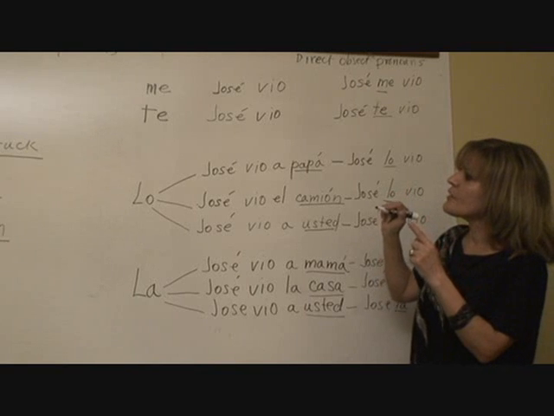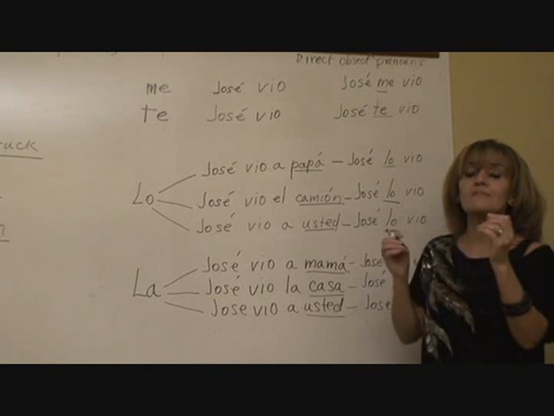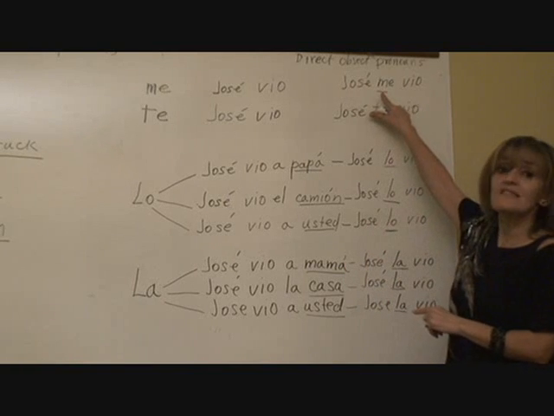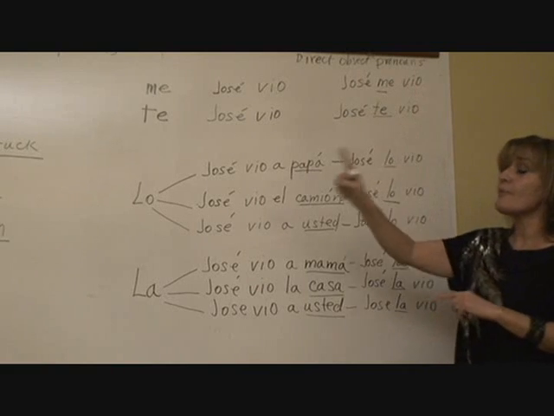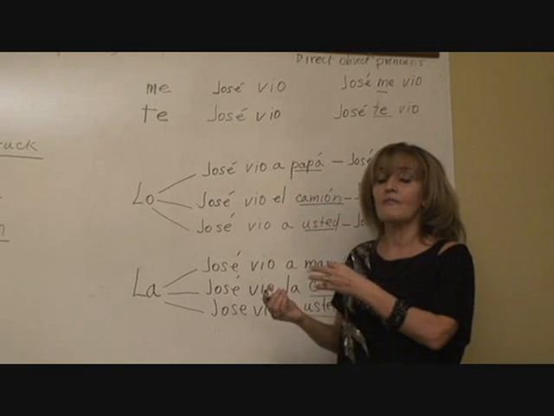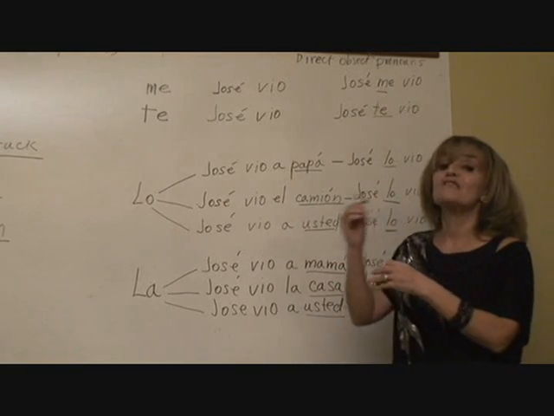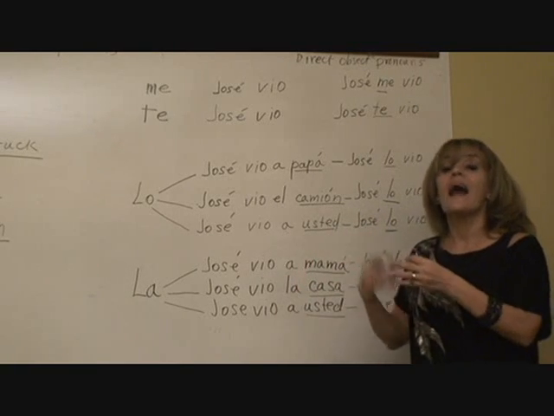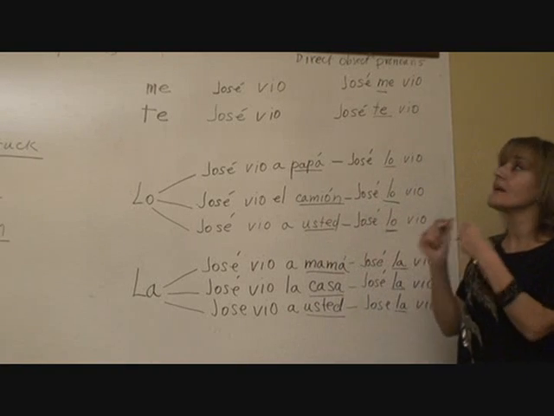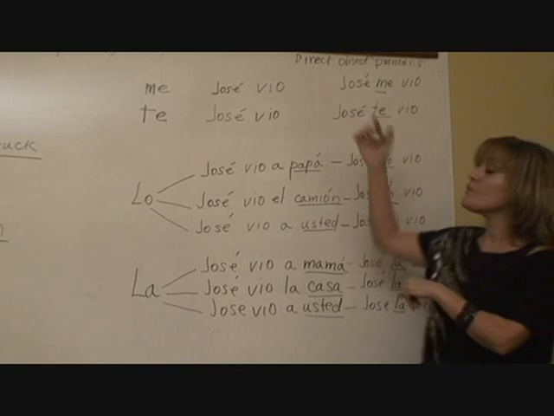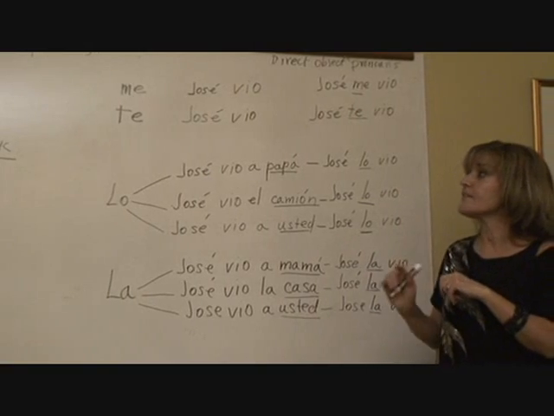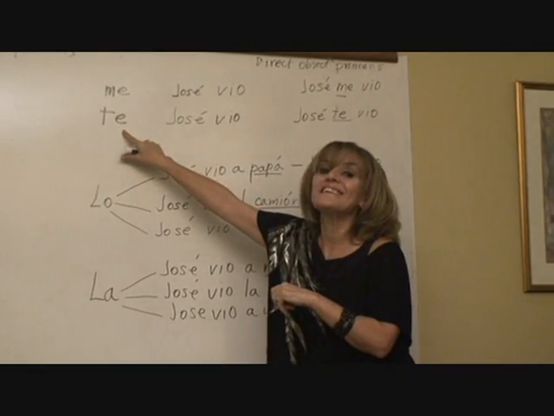And you might also notice one thing, that the placement of direct object pronouns in Spanish comes just before the conjugated verb. Remember when we did the English, the direct object pronoun followed the conjugated verb. That's why we said Jose saw it. Jose saw him. Jose saw me. In Spanish, it precedes the conjugated verb. So "Jose me vio." For the second person singular, tú in Spanish, the direct object pronoun is "te."